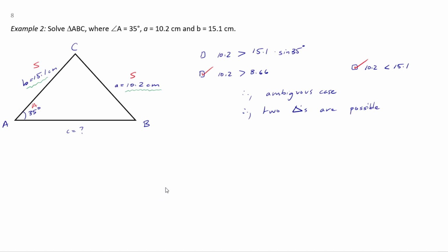As you can see, we have this possible triangle right here, but we also have this possible triangle. This is my acute one. We also have an obtuse angled triangle as follows, where a is equal to 10.2, b is equal to 15.1, and angle A right there is equal to 35 degrees. But this is the other possibility.